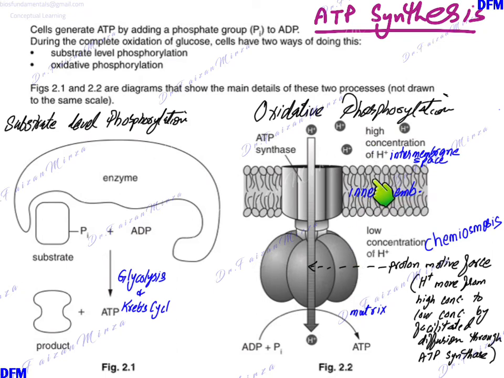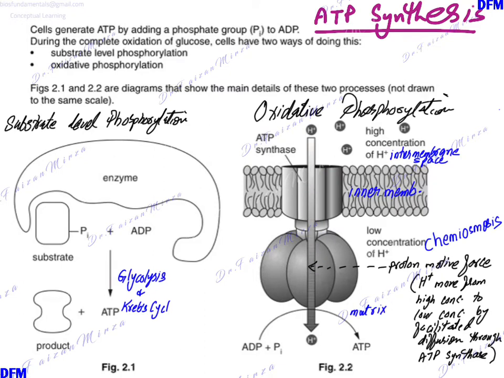We know that this phospholipid bilayer is essentially impermeable to H+ ions. The H+ ions, being highly polar, cannot cross the phospholipid bilayer because the non-polar interior would not allow that. The only pathway that H+ ions can move down the gradient is through this channel, which is ATP synthase.